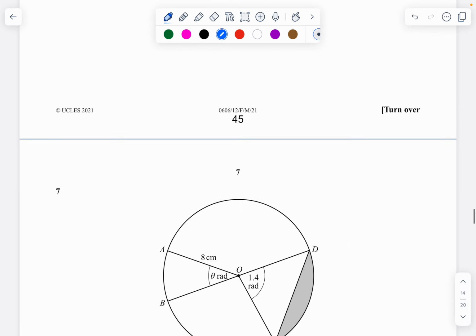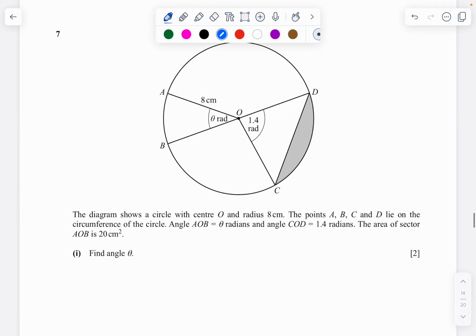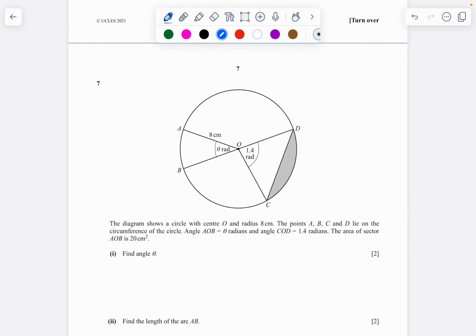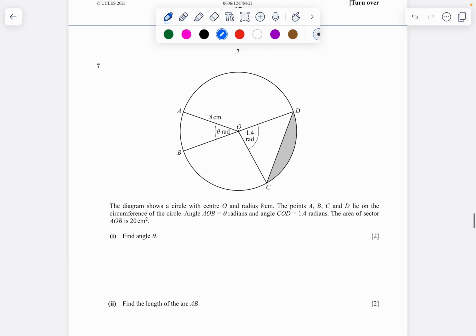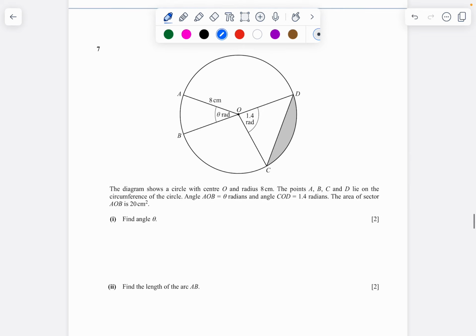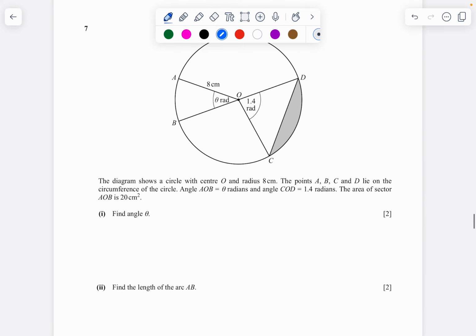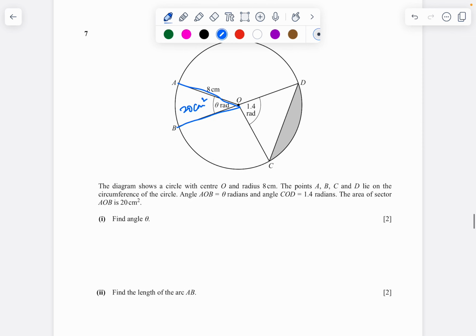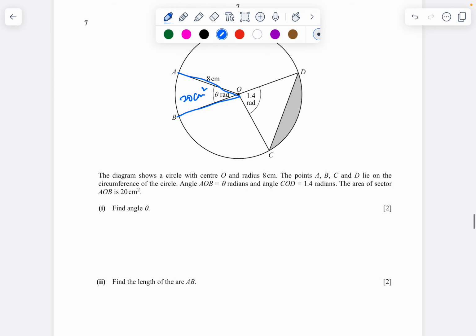Next question, circular measures again. The diagram shows a circle with center O and radius 8 centimeters. The points A, B, C, D lie on the circumference of the circle. Angle AOB is theta radians and angle COD is 1.4. The area of sector AOB is 20 centimeters squared. Now find angle theta. So let us find the theta.